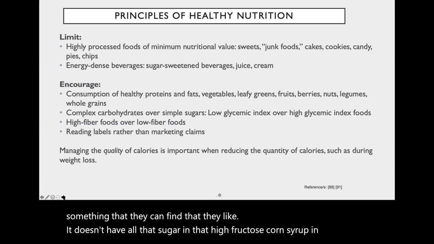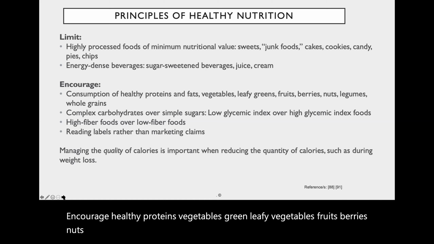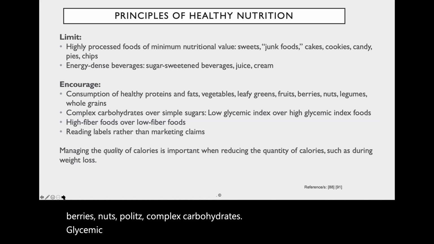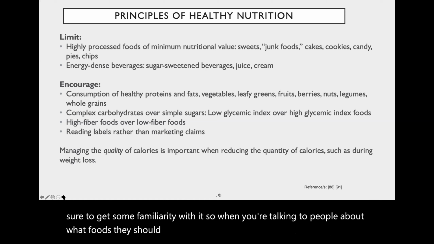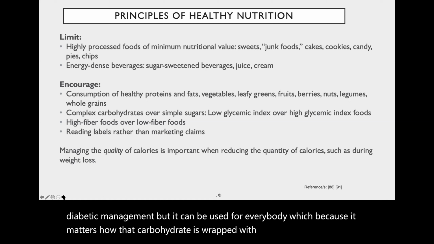Encourage healthy proteins, vegetables, green leafy vegetables, fruits, berries, nuts, all that. Complex carbohydrates. Glycemic index, don't have time to talk through that, but it's out there. Be sure to get some familiarity with it. So when you're talking to people about what foods they should eat, the glycemic index is a great guide. It's used in diabetic management, but it can be used for everybody, because it matters how that carbohydrate is wrapped with a protein or a starch.